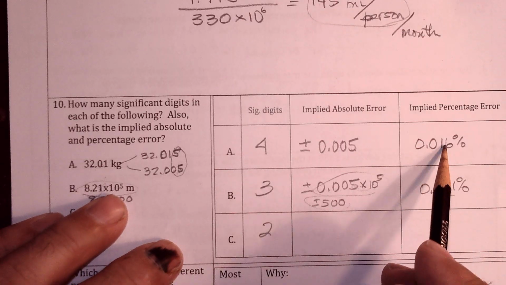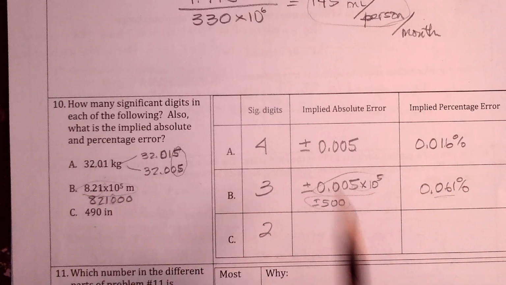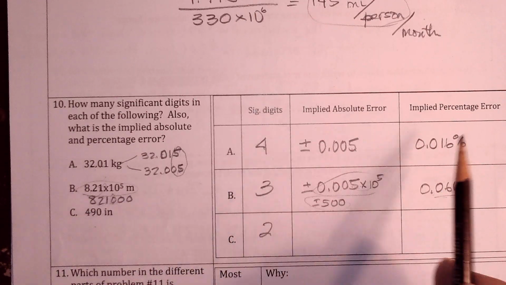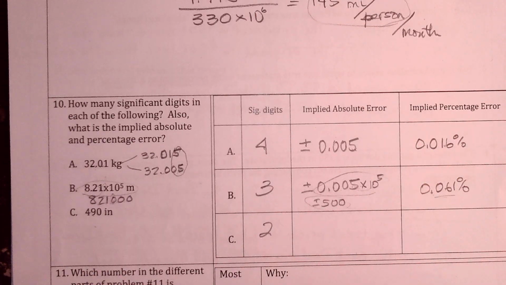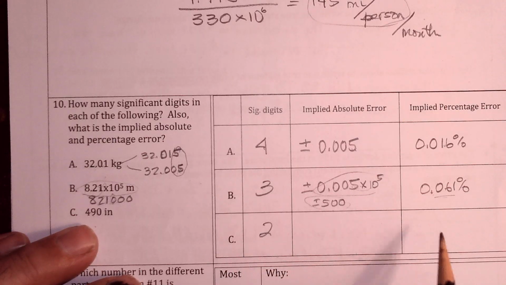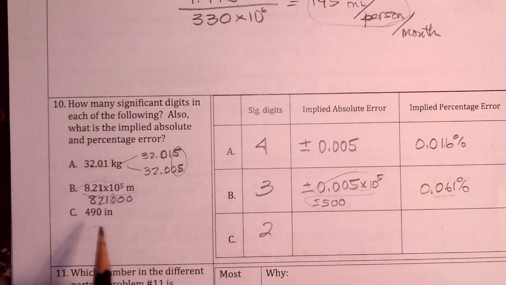But this one's more than that one. This one had less significant digits, so it has more error. This has more significant digits, so it has less error. This one has even less significant digits, so it's going to have the most percentage error.